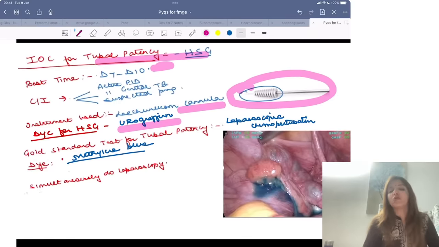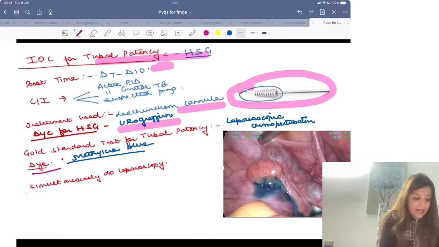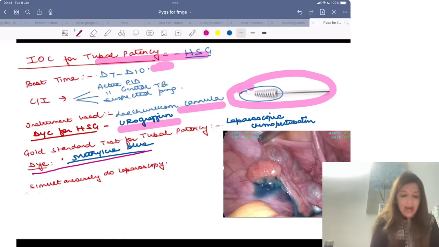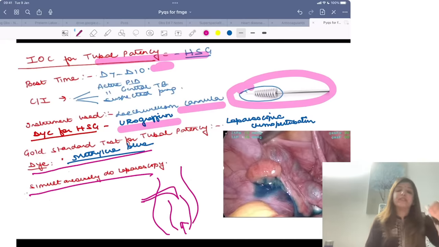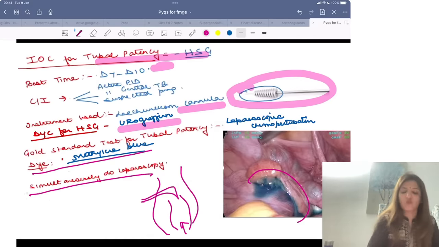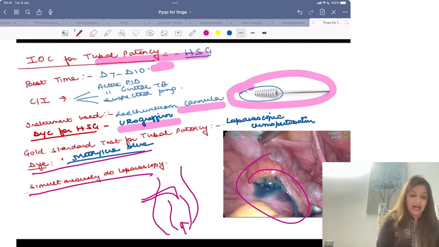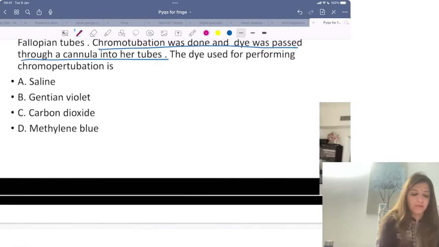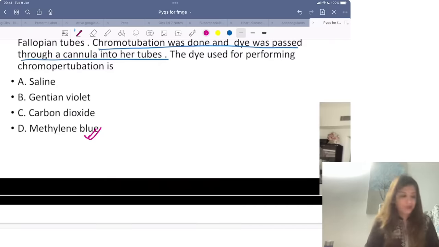In laparoscopic chromoperturbation, we pass a dye through the vagina, which is methylene blue dye, and simultaneously we do laparoscopy from above. So from the vagina we pass a dye, and from above we do laparoscopy to see whether the dye is coming out or not. So this blue dye which you are seeing is used for laparoscopic chromoperturbation, and the dye is methylene blue. For HSG you use urographin, right?